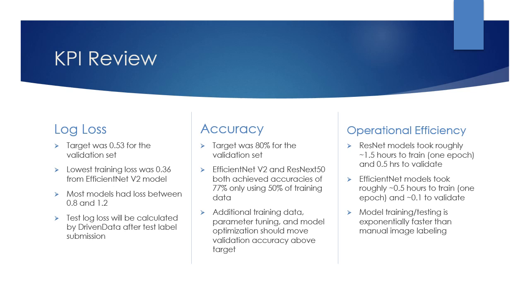And operational efficiency, the ResNet models took an hour and a half to train, 5.5 hours to validate. EfficientNet took less than half an hour to train, about half an hour at most for one epoch, and just a couple minutes to validate. So the model training and testing is exponentially faster than manual image labeling. So the operational efficiency KPI was definitely hit. It's definitely much more efficient than doing it manually by hand.